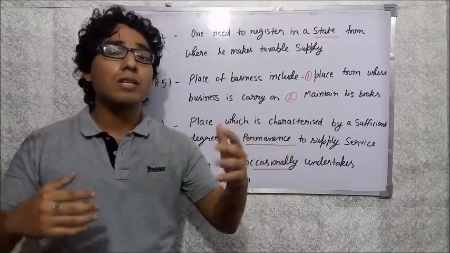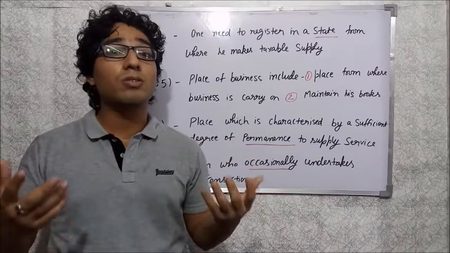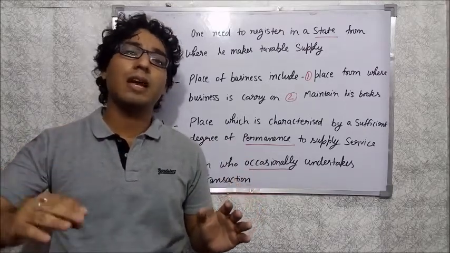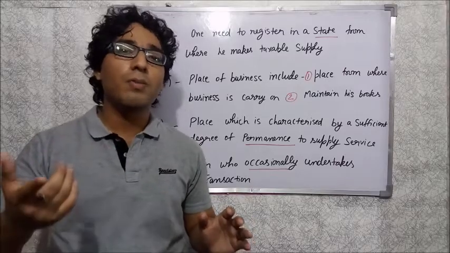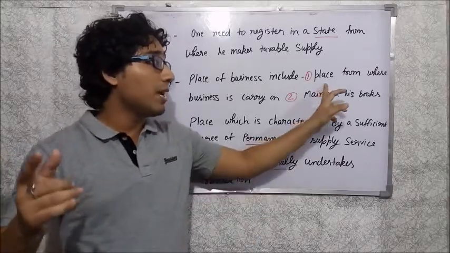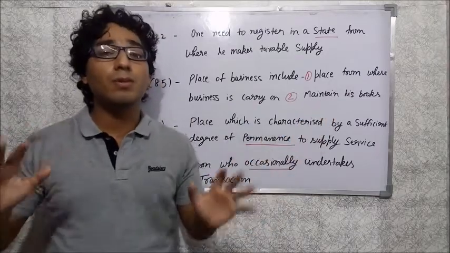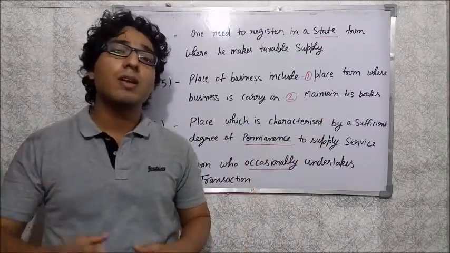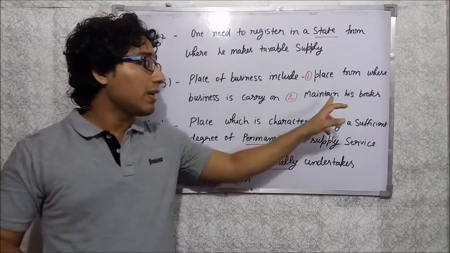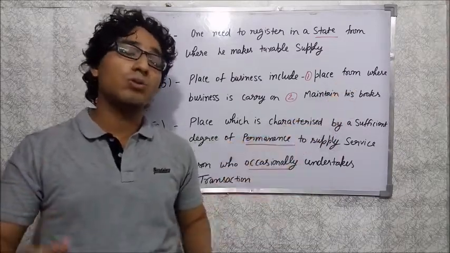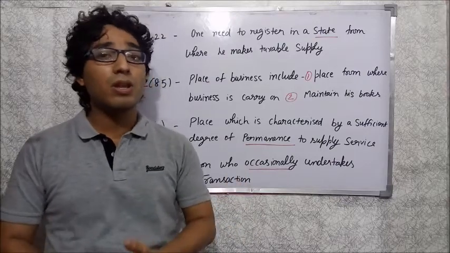And how do we determine the location of supplier? There are three things. First, we have to check the place of business. Place of business is the place from where the business is carried on, or where he maintains the books of account. In both cases, he maintains his books in Punjab, and the place from where he makes the taxable supply is also in Punjab. So the first situation is not applicable.